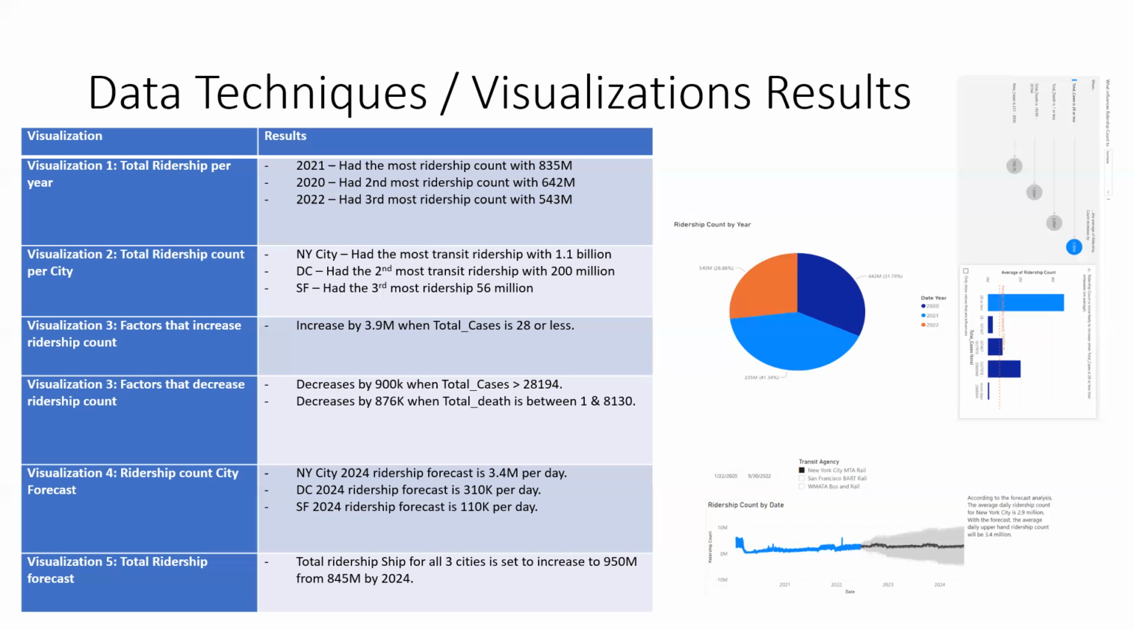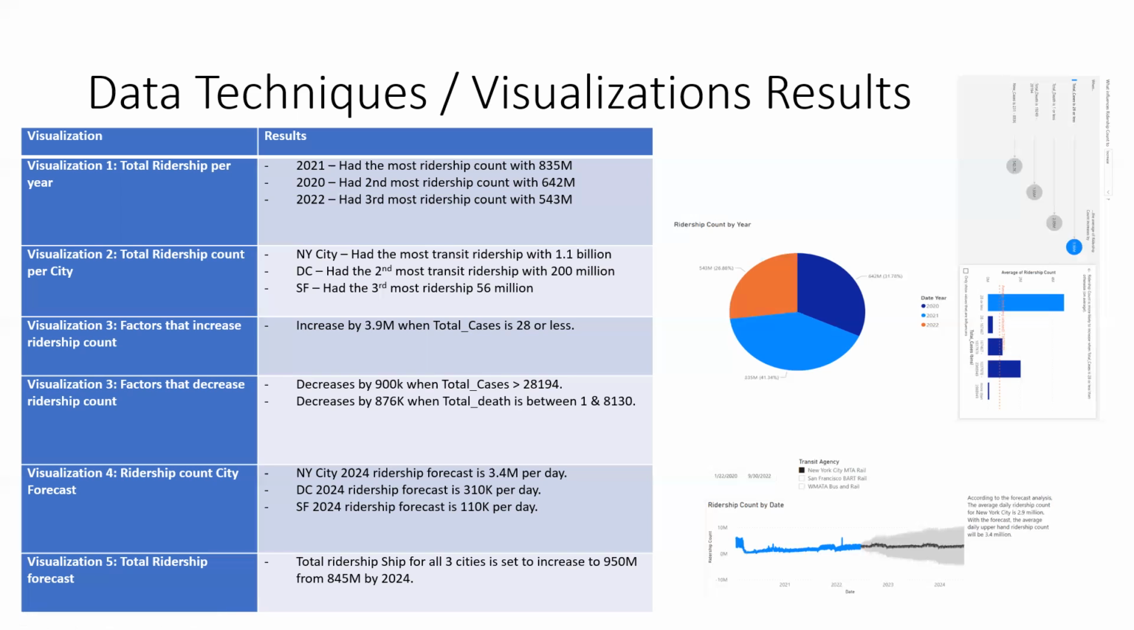And then later on, I had another visualization that helped me understand what factors led to an increase in ridership count. Let's say, what would cause the ridership to go up during the COVID-19 pandemic. Based on the result, the ridership count in each of these three cities combined would increase by 3.9 million when the total COVID-19 cases were 28 or less.